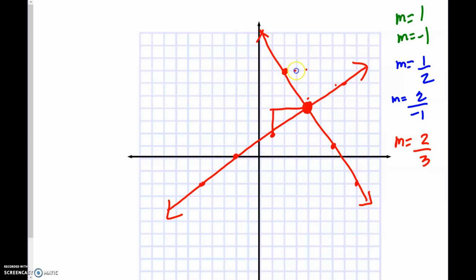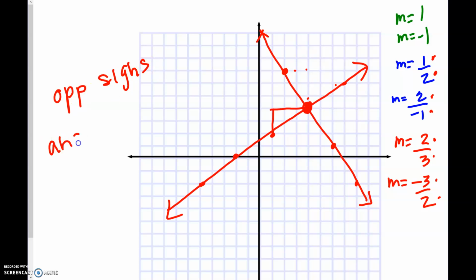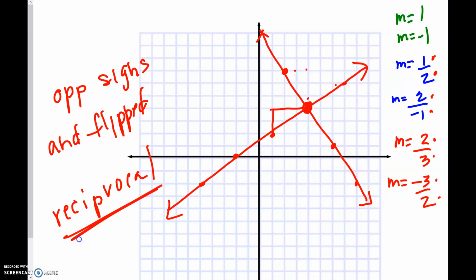We go up 1, 2, 3 and left. So I have a -3 over 2. Do you notice that one's positive, one's negative, and you flip them upside down? See how this one's 1 over 2? Well, this is 2 over 1. This one's 2 over 3, and this one's 3 over 2. So perpendicular, they're going to be opposite signs and flipped. This is technically called the reciprocal. The reciprocal is the fancy term.